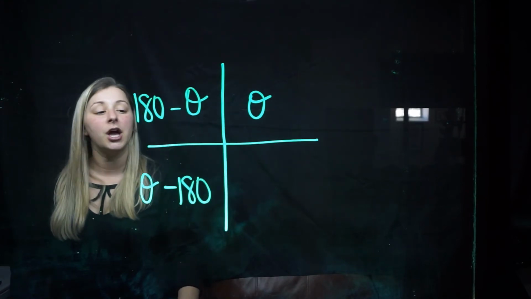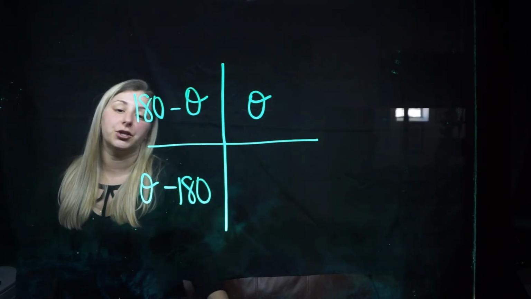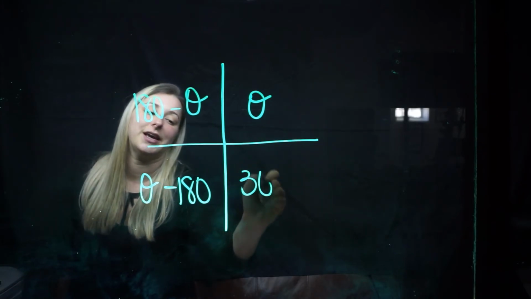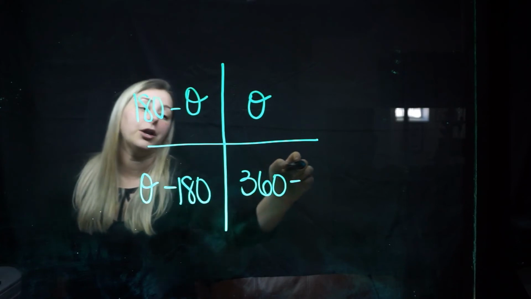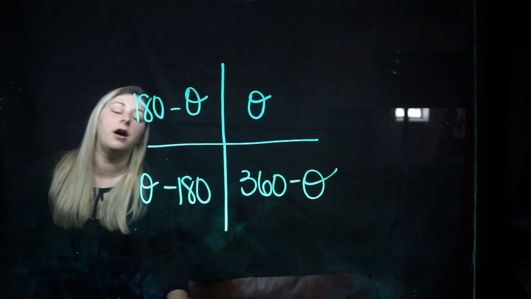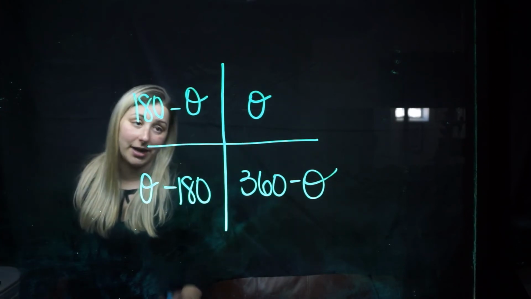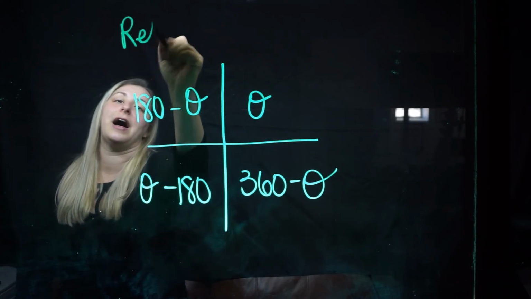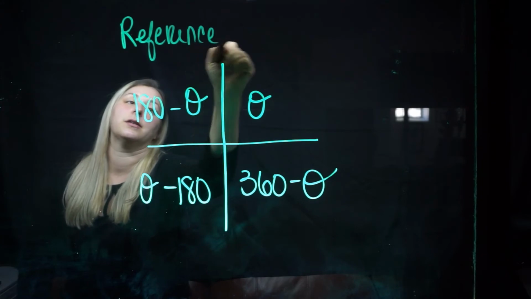And then lastly, for the fourth quadrant, we know that there's 360 degrees in a full rotation. You take the 360 and you subtract out what you've already went, which is the angle, and that will give you what is remaining. So these are the kind of like rules or formulas that you can use in order to find the reference angles.